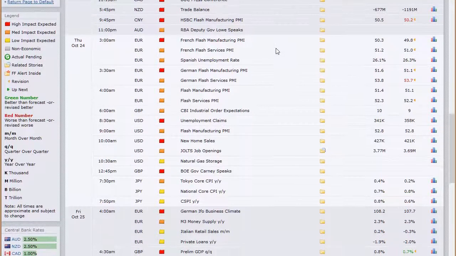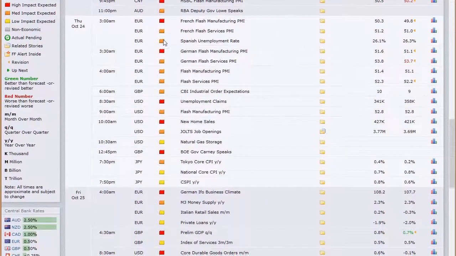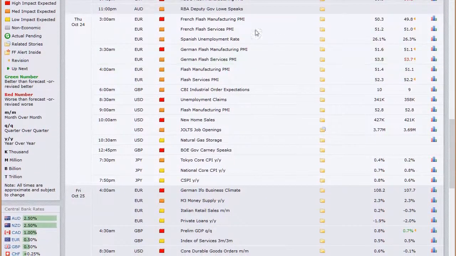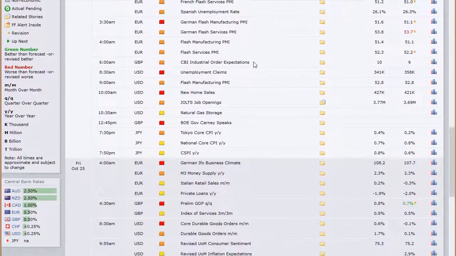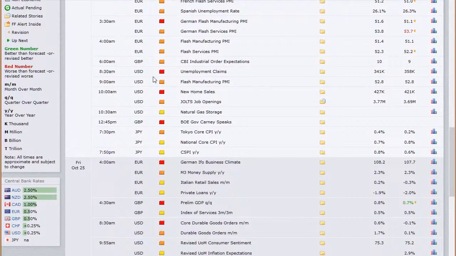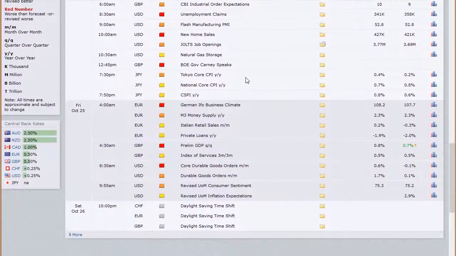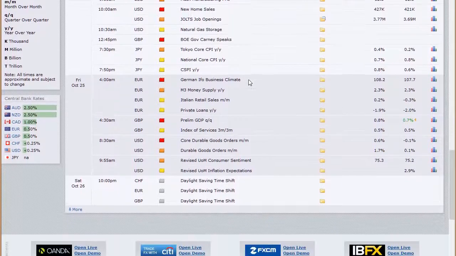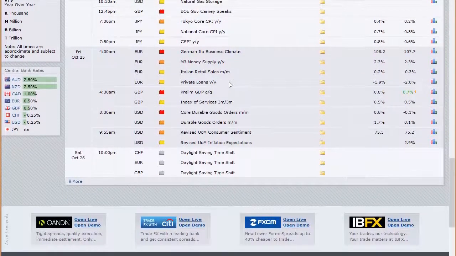A lot of data out of Europe going into Thursday here in the U.S. We've got the flash manufacturing and services PMI data out of France, Germany, the broad European sector, Spanish unemployment rate. That's a big one, right? Unemployment claims out of the U.S. That's the weekly number now that we're back in business on Thursday. Flash manufacturing PMI, 9 a.m. Eastern Time on Thursday. New home sales after that. Natty Gas, 10:30. CPI out of Japan, then we're into Friday.